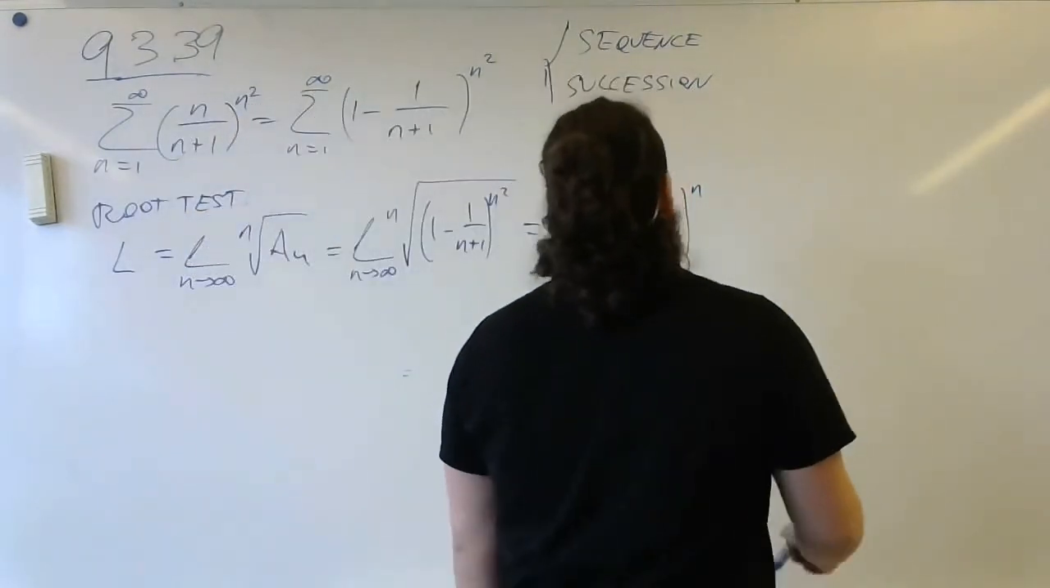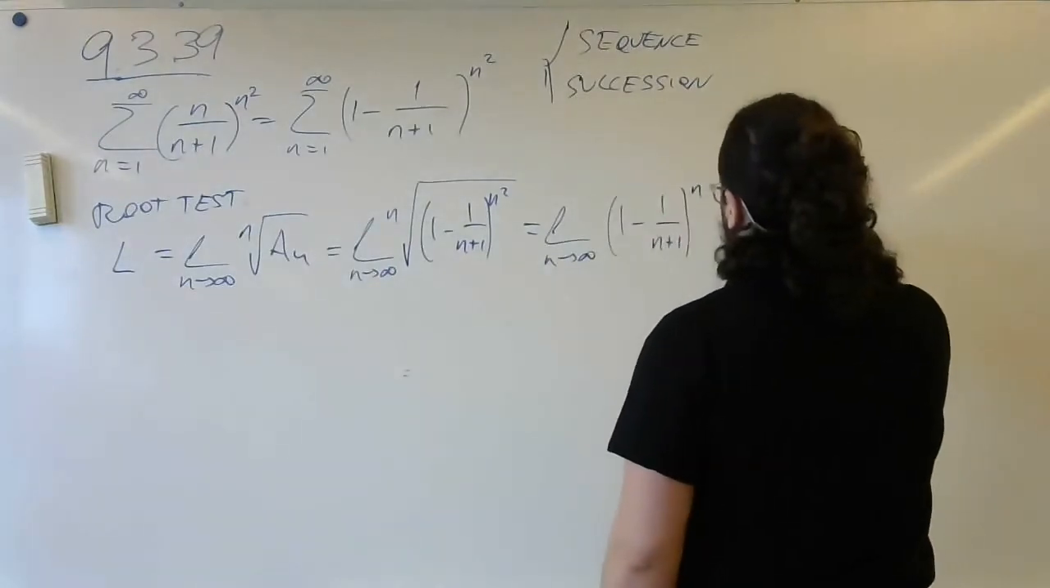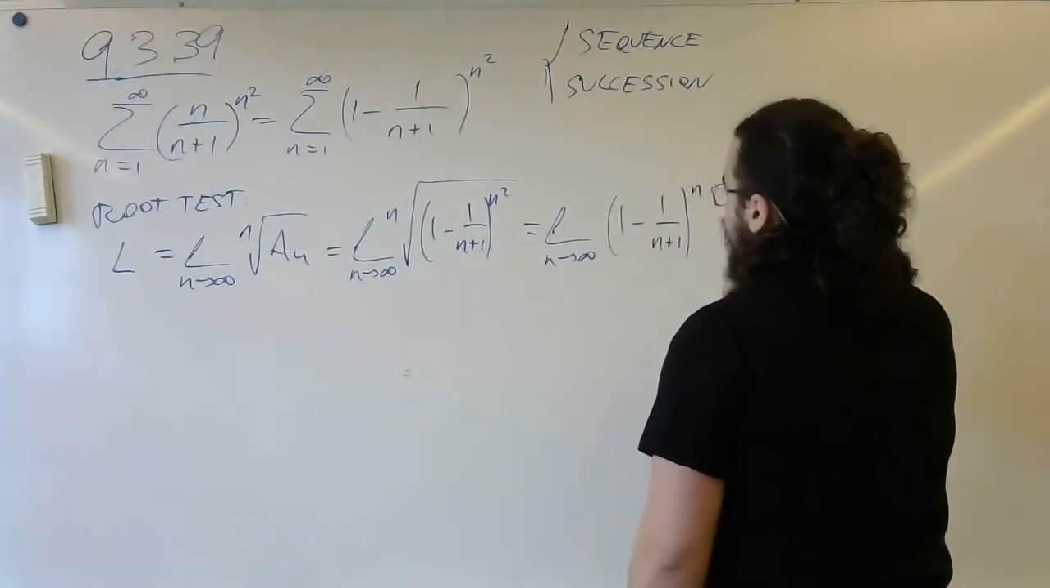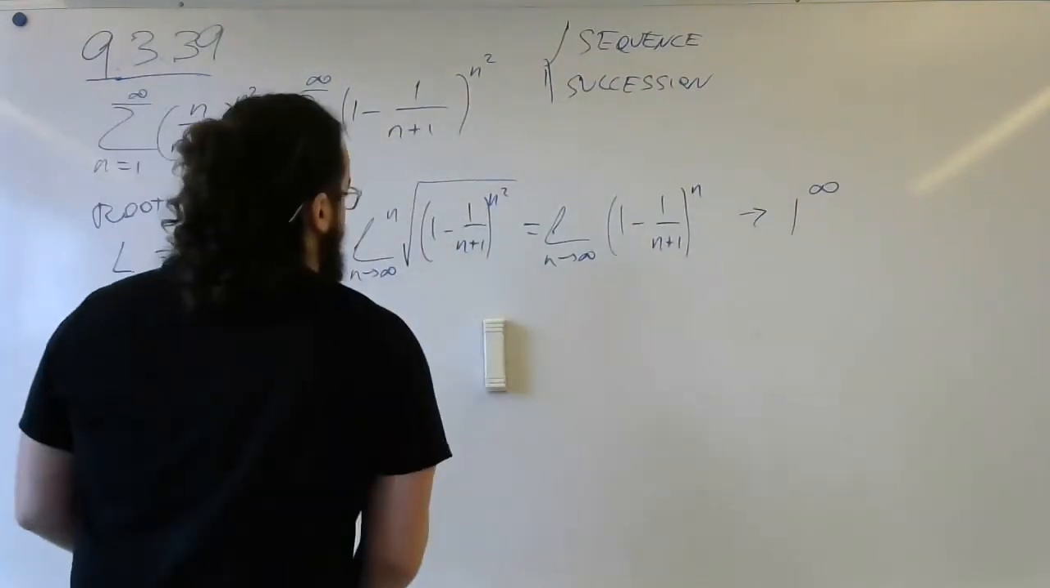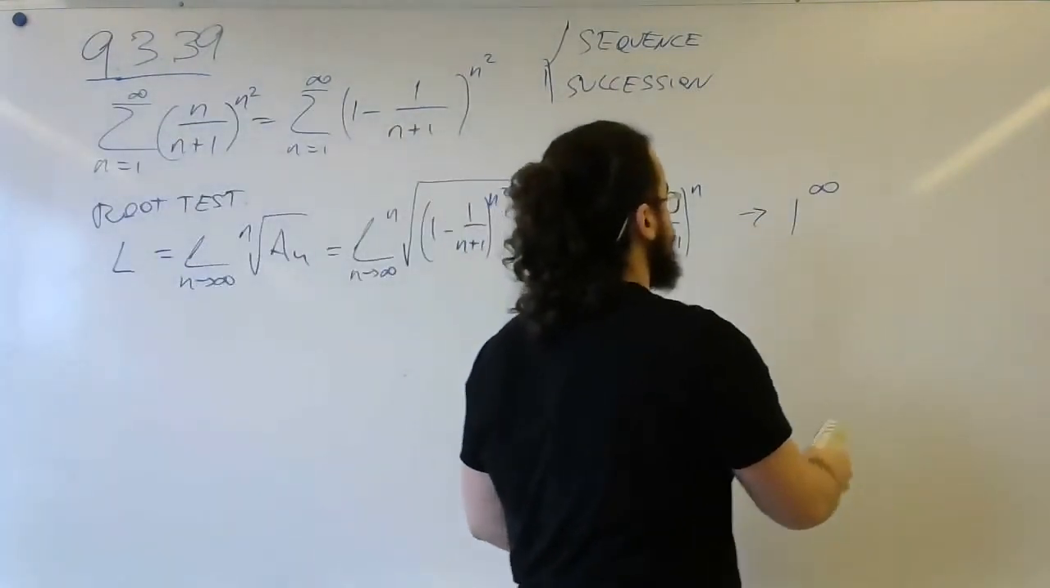Now this is an indetermination of the form 1 over infinity, and that kind of rings a bell.